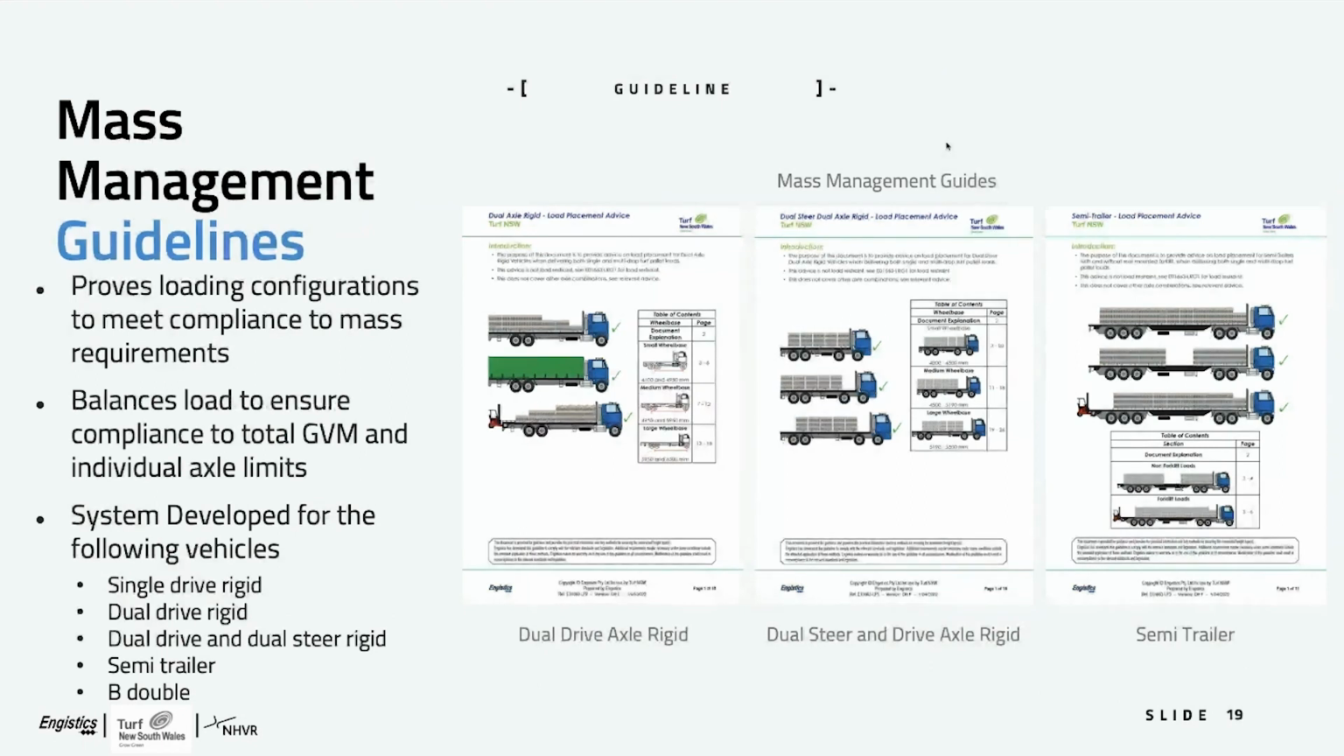So the next set of guidelines that have been developed for the turf industry revolve around mass management. By mass management, we're talking about where to place turf pallets on a semi-trailer or rigid vehicle and how that mass transfers through the truck to either the total GVM of the vehicle or the individual axle limits. These systems have been developed for a single drive rigid, a heavy dual drive rigid, a dual drive and dual steer rigid, semi-trailer, and a B double setup, with forklifts and without forklifts on the back.